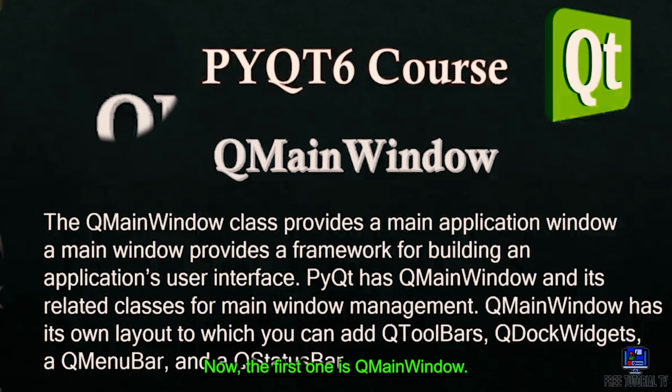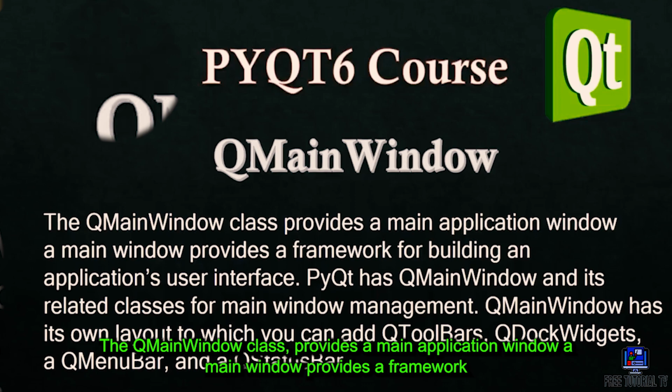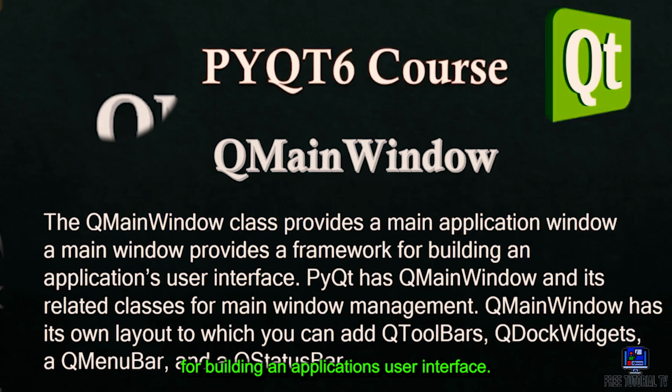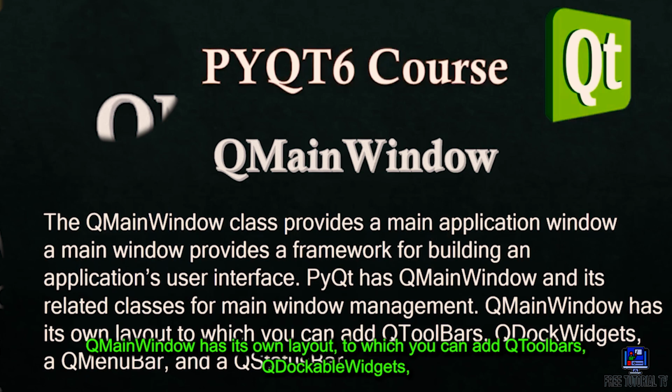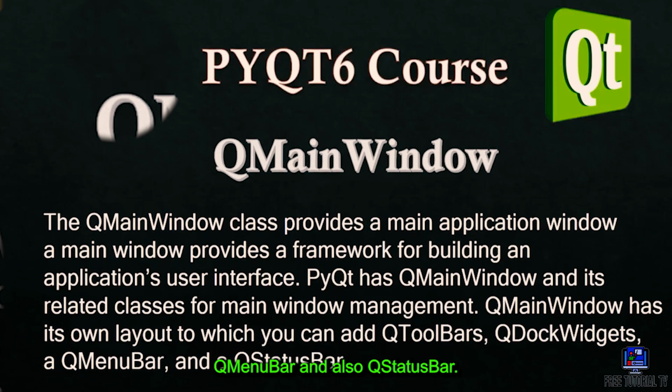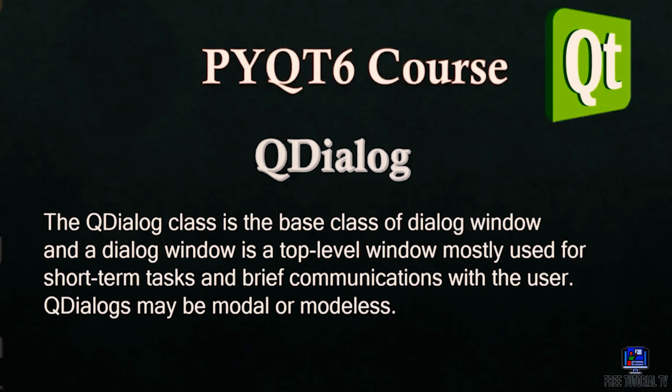Now the first one is QMainWindow. The QMainWindow class provides a main application window. A main window provides a framework for building an application user interface. PyQt has QMainWindow and its related classes for main window management. QMainWindow has its own layout to which you can add QToolBars, QDockWidgets, QMenuBars, and also the QStatusBar.